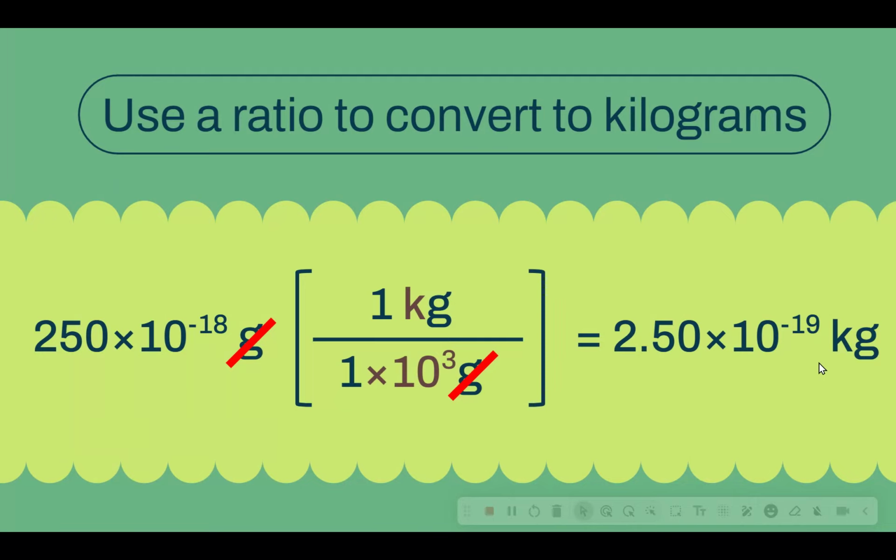Usually at this point, I would now take this number, the 2.50 times 10 to the negative 19 kilograms, and I'd do whatever the actual physics problem is involving the mass.